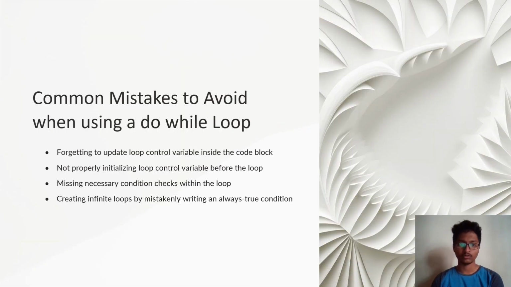Common mistakes to avoid when using a do-while loop. Forgetting to update loop control variable inside the code block. Not properly initializing loop control variable before the loop. Missing necessary condition checks within the loop. Creating infinite loops by mistakenly writing an always true condition.